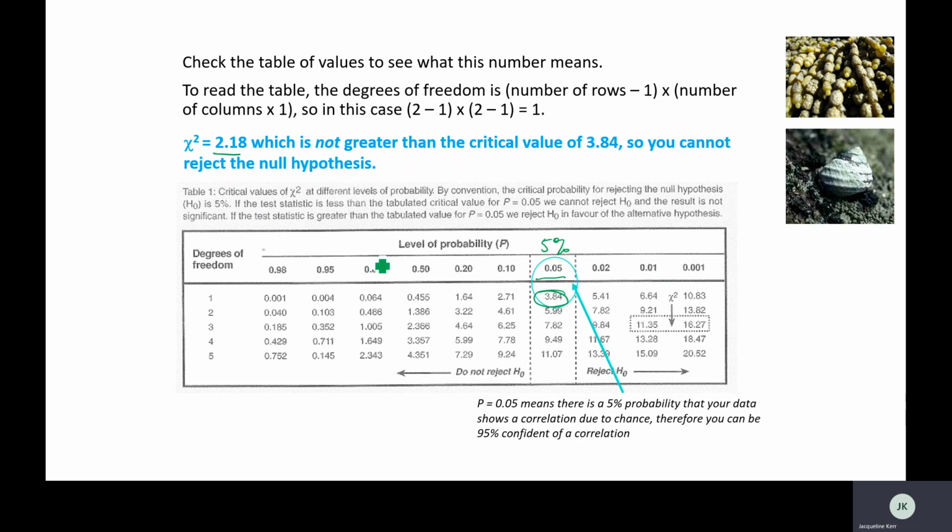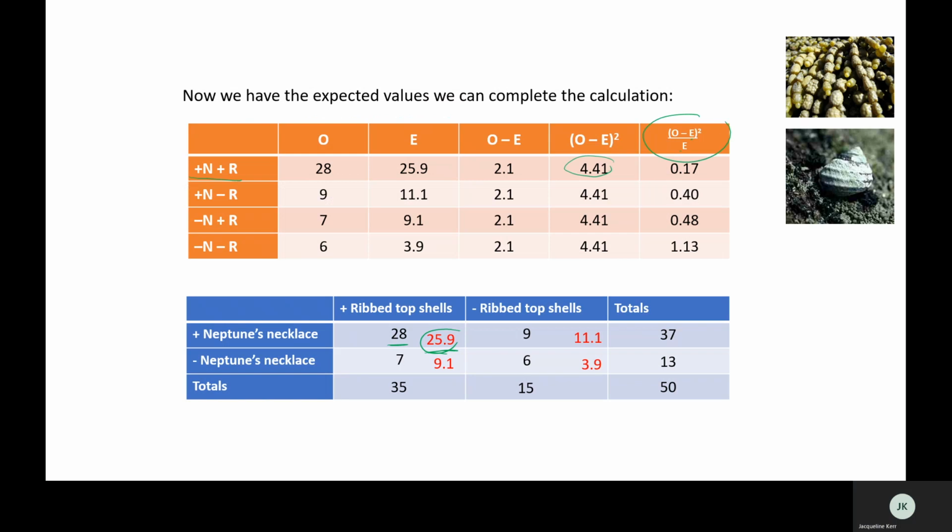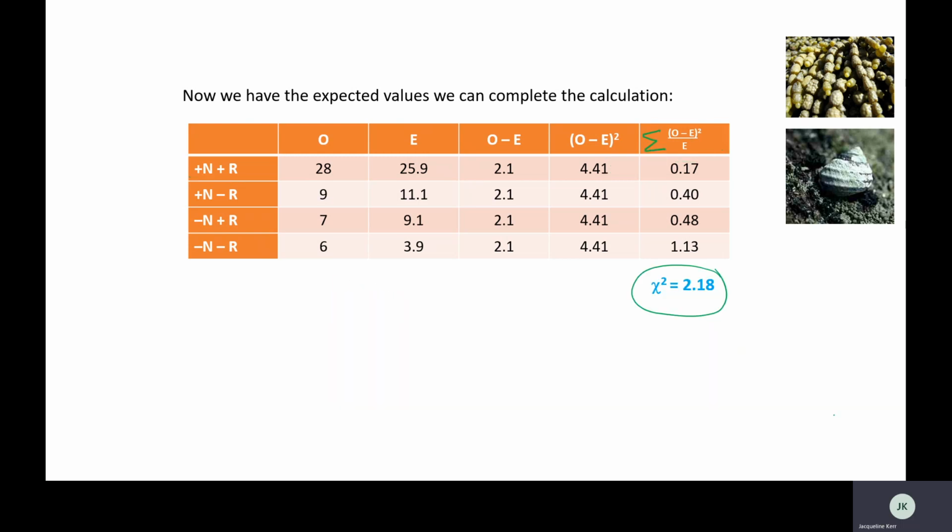Now, how to know which row to read in your table actually comes from the previous information here, this table. How many rows are there and how many columns of the original data? That's what we're looking at here, not the totals at the end. So here we've got 2 rows and we've got 2 columns.